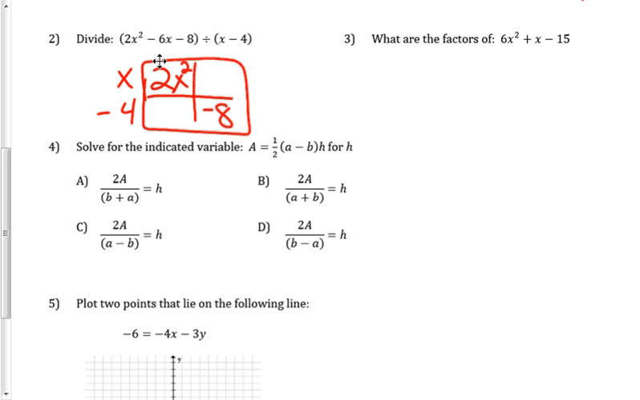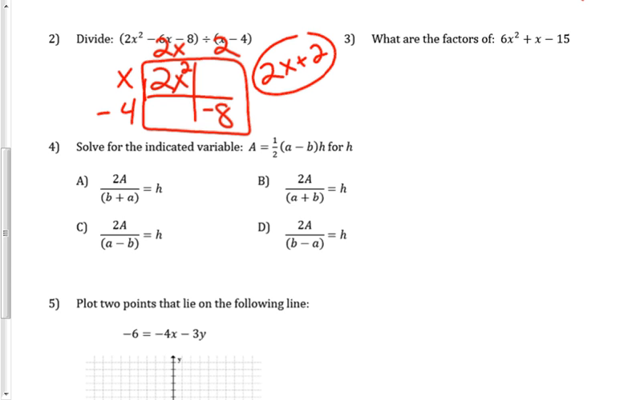What's going to go on the top to make this all work out? So we'll start with x. X times 2x gives me 2x squared. Move down to the negative 4. Negative 4 and 2 gives me negative 8. So we've got 2x plus 2, which should be our answer.